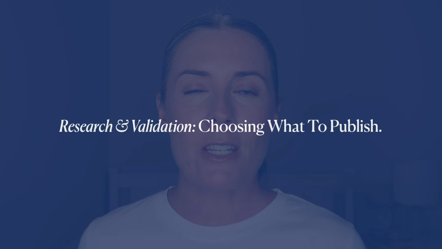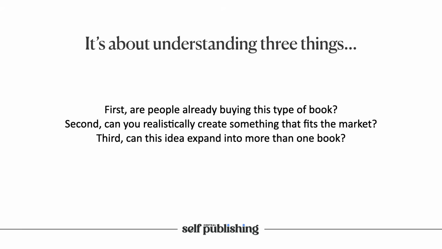So, research and validation, and choosing what to publish. This is probably the most important part of the whole process, but unfortunately it is also the part that most people rush through the fastest. Choosing what to publish in what niche is not about guessing, or just copying blindly what somebody else is doing. It's about understanding 3 things. First, are people already buying this type of book? Second, can you realistically create something that fits the market? And third, can this idea expand into more than one book?